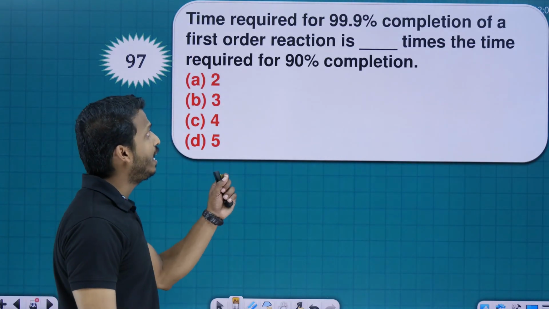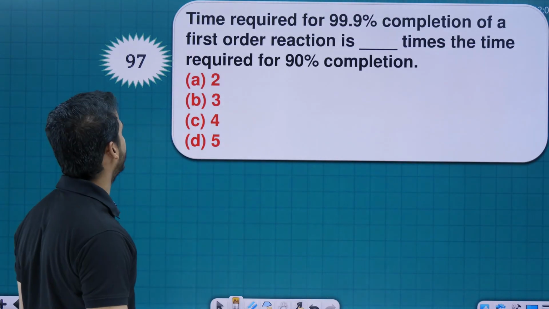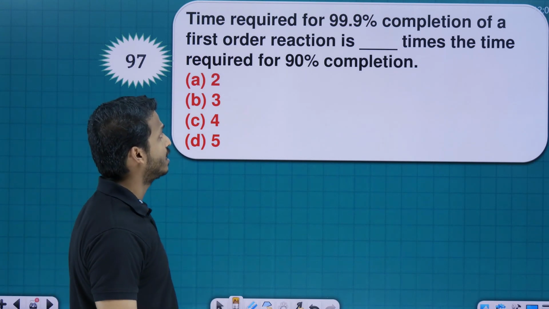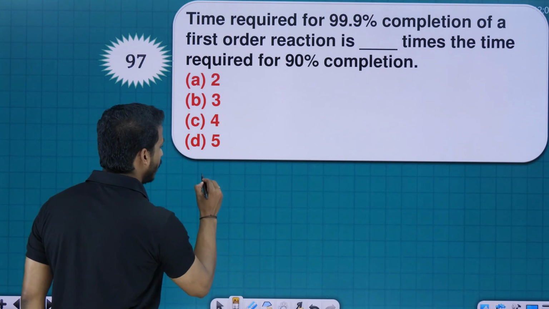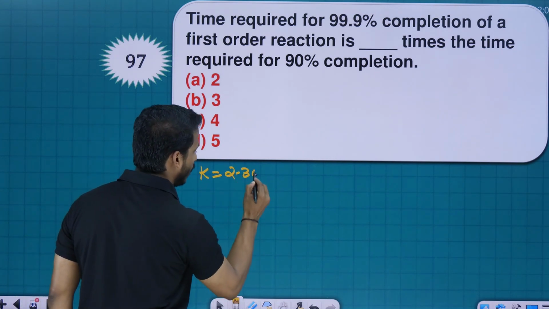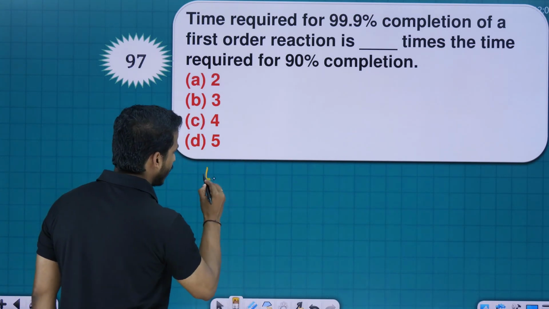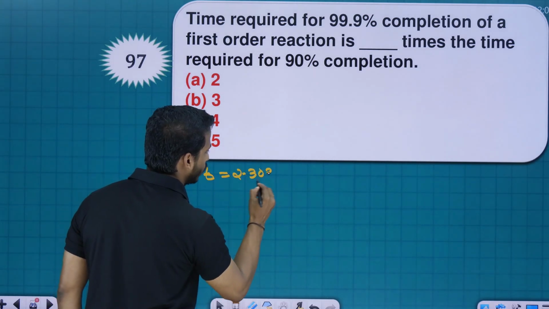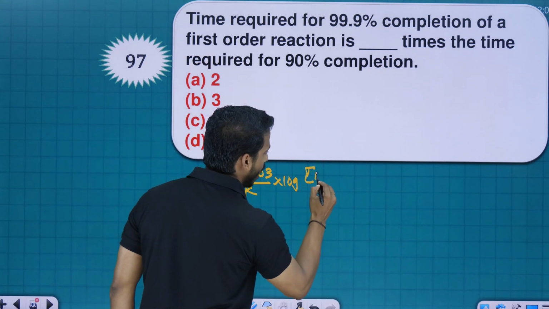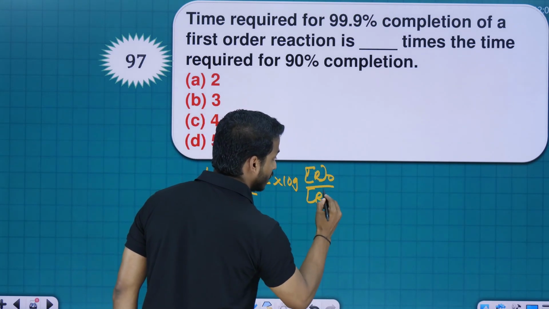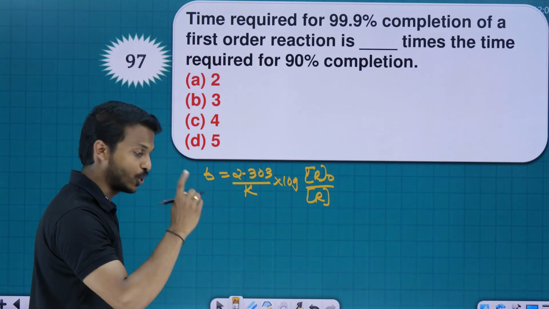Time required for 99.9% completion of a first order reaction is dash time the time required for 90%. Our equation is what? K equal to 2.303 over time. Time equal to what? 2.303 by K into log of what? R naught divided by R. This is the expression for time for first order, right?